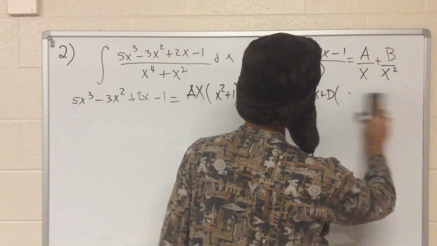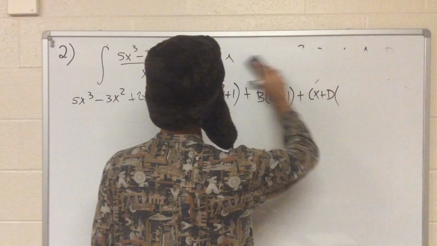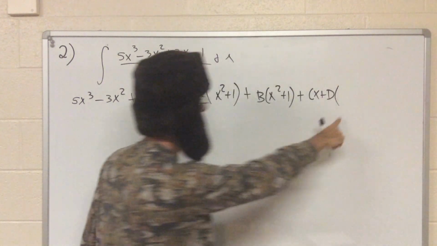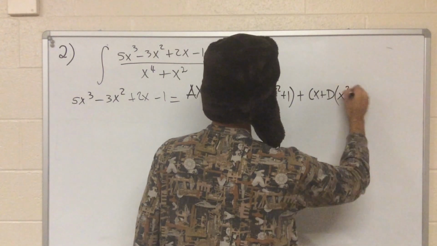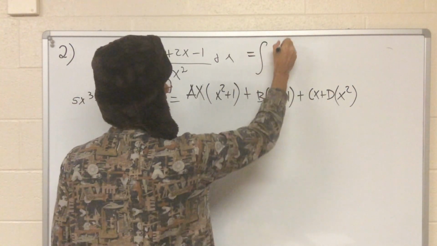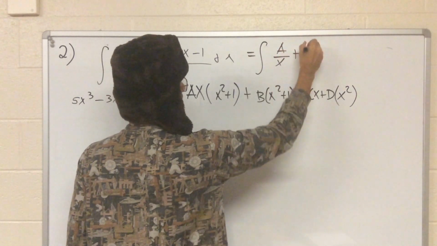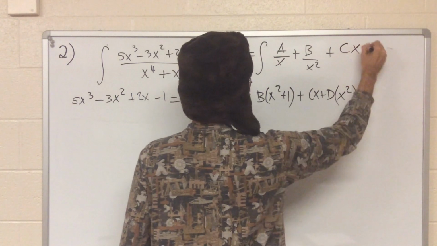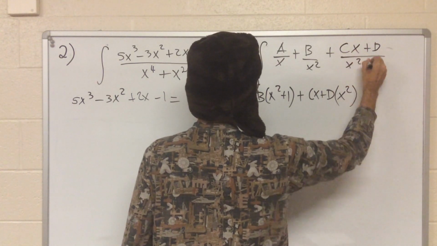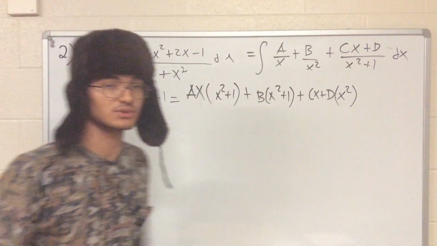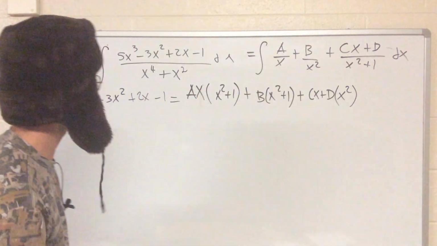Now let me just erase this over here because we have no more space. All right, so that will be multiplied by x squared. So remember, we want to split this into an integral that goes like this: a over x plus b over x squared plus cx plus d divided by x squared plus 1 dx. So that's our final goal, and then integrate it afterwards, which is the easiest part to do.